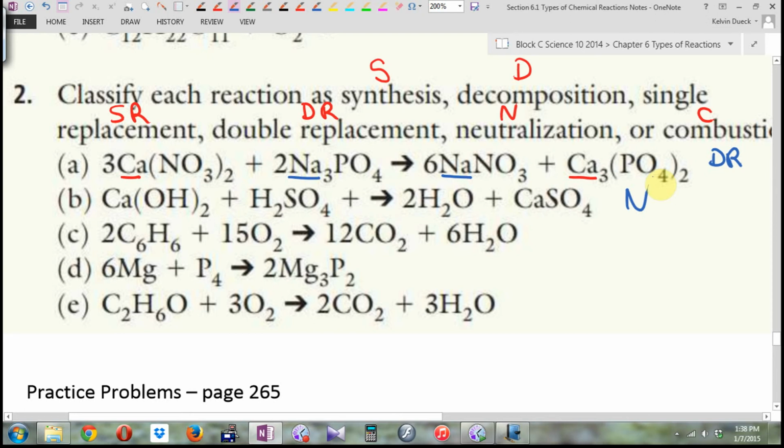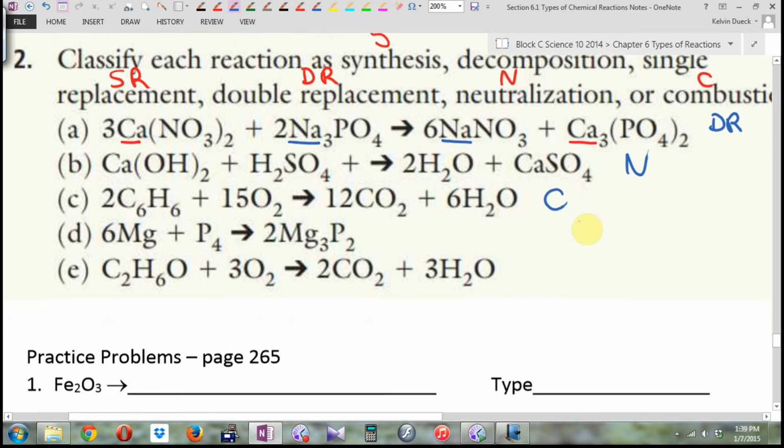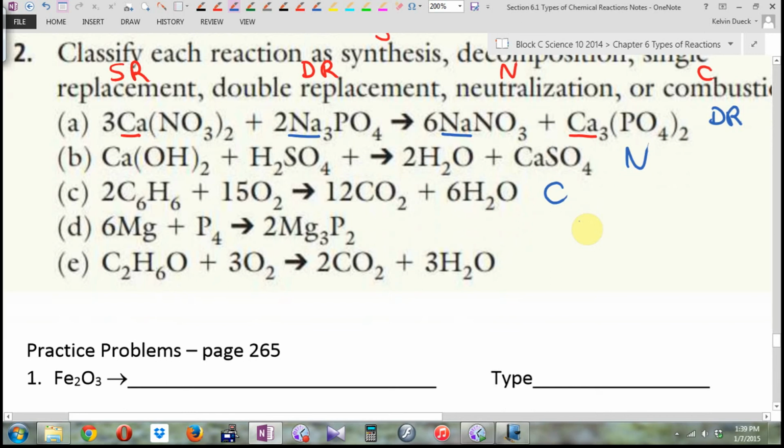C. Combustions are easy to spot, hard to balance. You can see if you were balancing this one, you got a 2 and a 15 and a 12. You'd be kind of hopscotching around for a while. This is a combustion. D. Oh, this is synthesis.